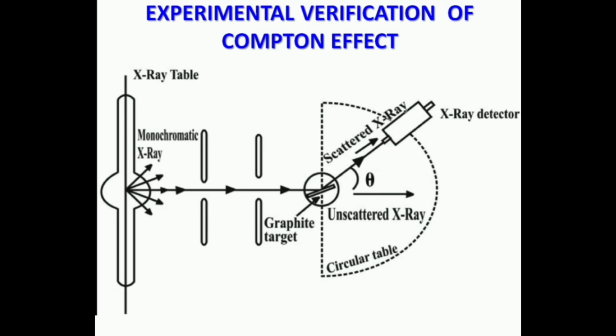This is the X-ray tube. This is monochromatic X-rays, and this is the graphite target. This is the scattered X-ray, this is the X-ray detector, and these are the unscattered X-rays. The circular table, which is this one, is rotating like this. We'll discuss the theory of the experiment in the next slide.